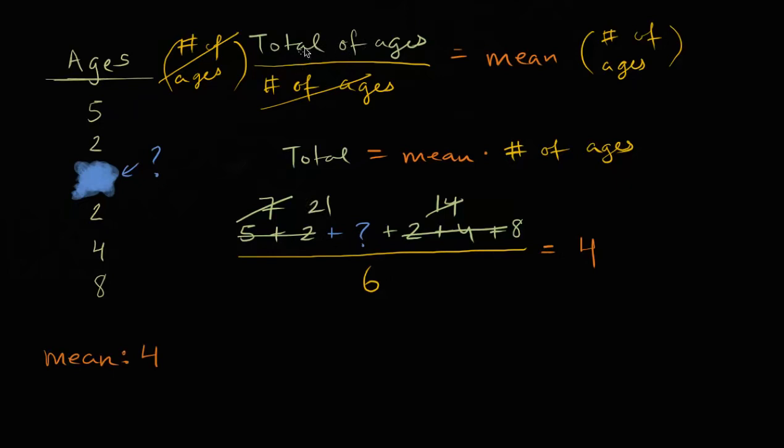Now we can do what we did when we just wrote it all out. We can multiply both sides times the number of ages, the number of data points we have. So we can multiply both sides times 6. 6 in the numerator, 6 in the denominator, those cancel. So on the left-hand side, we're left with 21 plus question mark. All these other numbers, 5 plus 2 plus 2 plus 4 plus 8, is 21, and we still have the question mark. So we get 21 plus question mark.